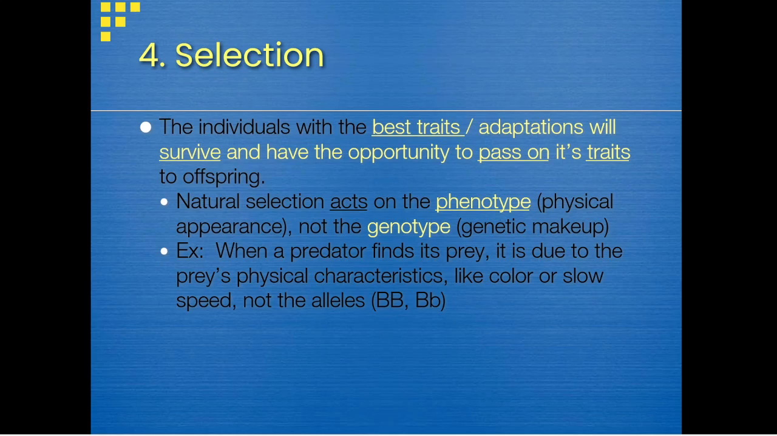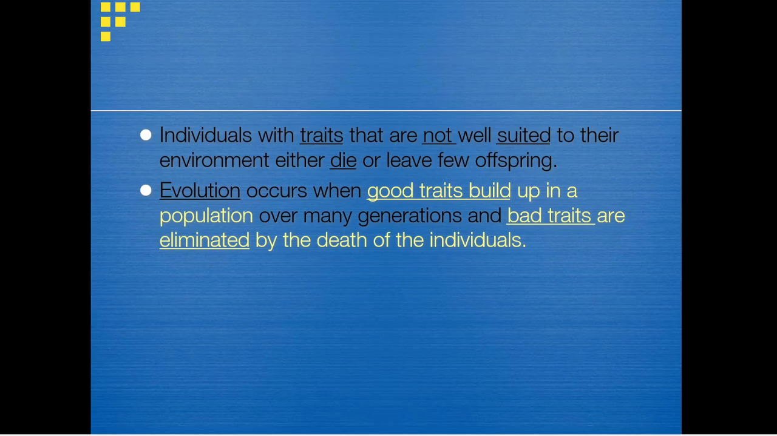For example, when a predator finds its prey, it is due to the prey's physical characteristics like color or slow speed, not the genotype. The predator doesn't go, "You're a homozygous recessive, I think I'll eat you." No, it's based on what color or what the animal looks like, okay? And individuals with traits that are not well suited to their environment will die or leave few offspring. So if it's not something that helps them survive and reproduce, then that gene frequency will decrease, just like we saw with the stickleback.